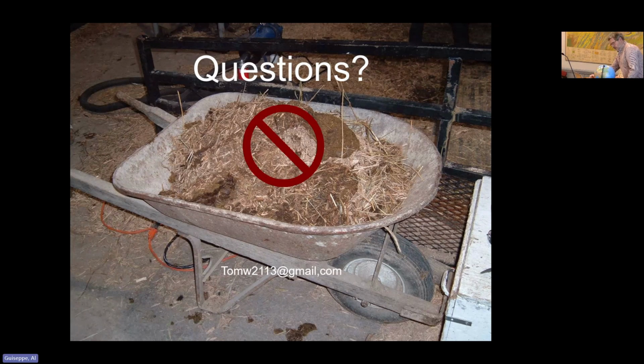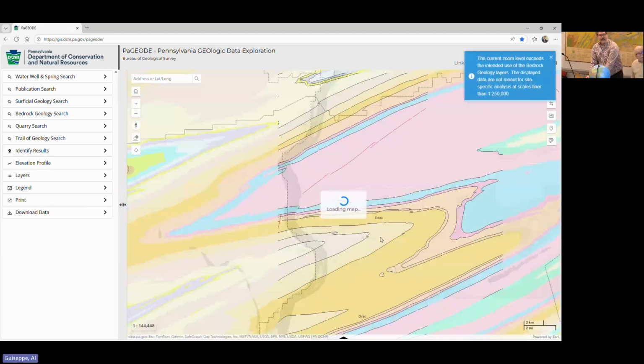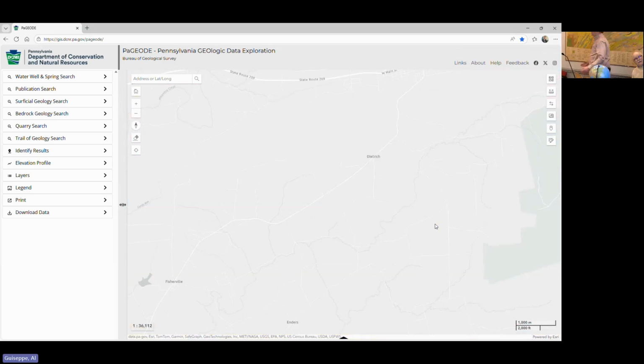I want to talk about PAGO because Tom gave us really good context on where that came from, where the digital files came from. I just want to point out to you, most of you online, because everyone here knows it. The biggest complaint I get from PAGO is zoom in. Current zoom level exceeds the intended use. And so the biggest complaint I get is, it goes away. I'm trying to do work and it just goes, can you keep it? Like, no, we can't. We can't keep those lines.